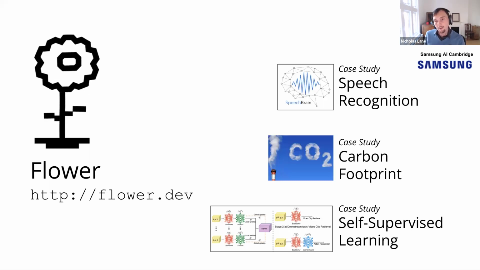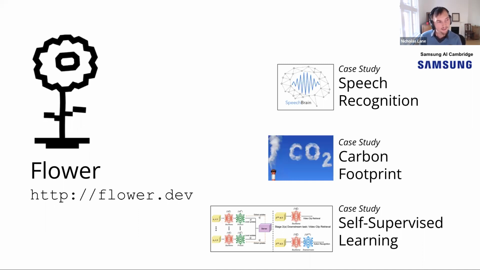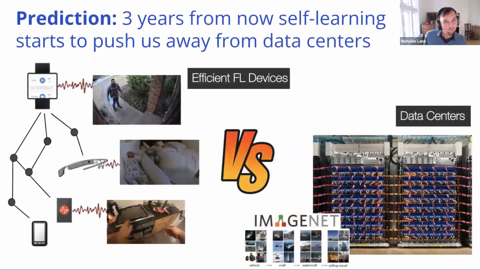I want to move to the part where we can start to answer your questions and we can debate some of the things I've raised. But before we do that, I want to leave you with a prediction. And that is, I believe that given the rate of progress that I see in the area of federated learning and the rate of progress in methods like self-learning, I think we might reach a stage in a few years' time where there can be quite a dramatic change in dominance.